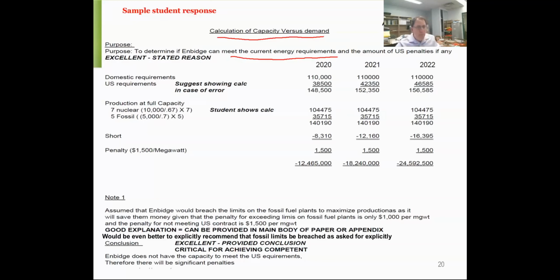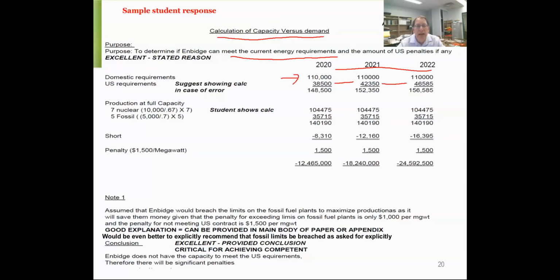Okay, people, it's a very good schedule. First of all, I got my 3 years, perfect. The domestic requirements are given as 210,000. The US requirements could have shown how it's rising every year from 38 to 42. What was it going up? I think 5% or something. Probably should have shown that just in case you make a mistake. Fine. So we need 148,500.